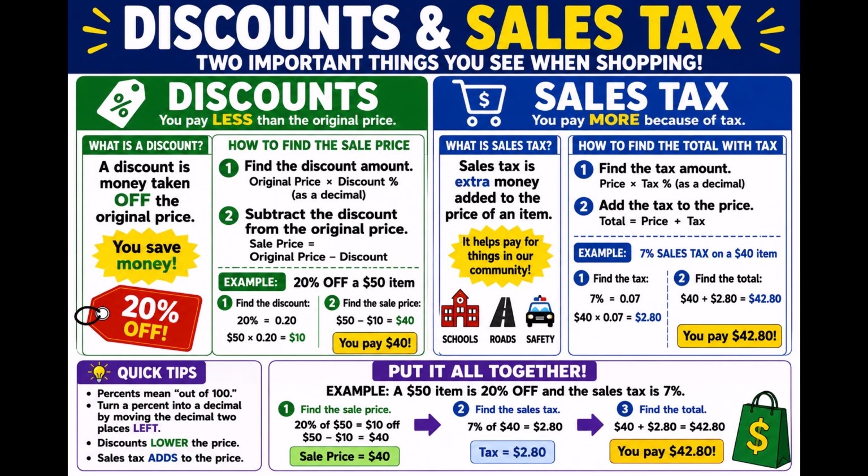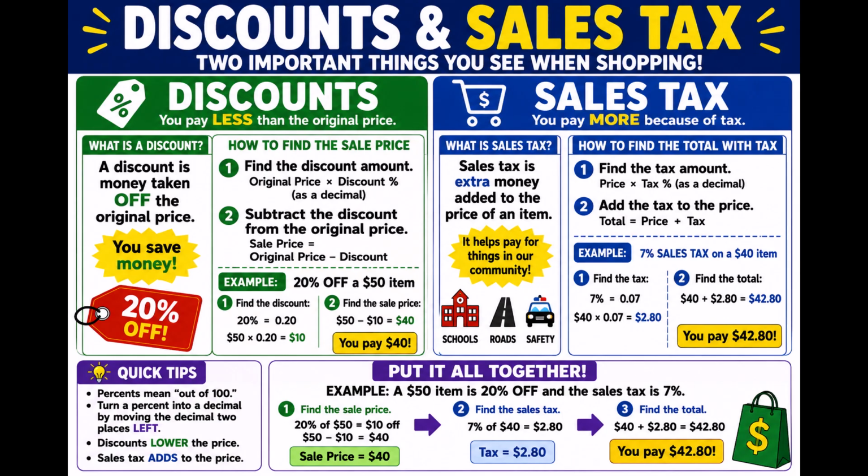That means $40 times 0.07 equals $2.80. Step 3, add the tax to the price. Our new price was $40, plus our sales tax, which is $2.80. So $40 plus $2.80 equals $42.80. So the total price with sales tax is $42.80.